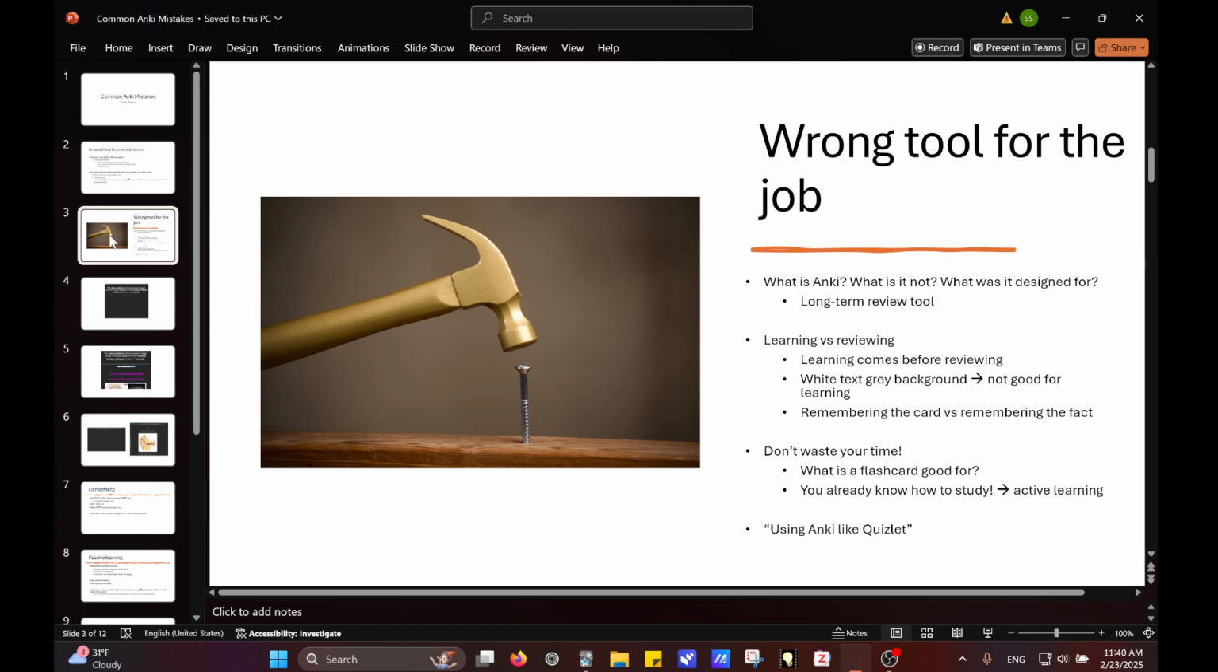The second common mistake I see people make is they use Anki to hammer in a screw, so to speak. Anki is a very specific tool with good features that work to its advantage. The main draw of Anki is the scheduling system. It schedules cards either closer or farther out based on how well you know those cards. And because of this feature, Anki is designed to be a long-term review tool.